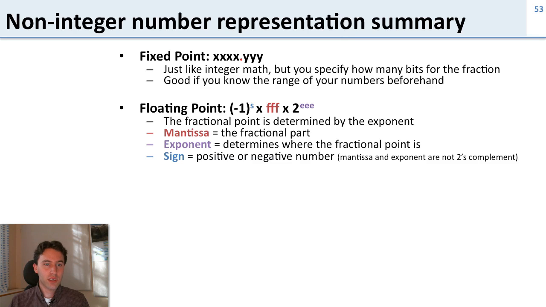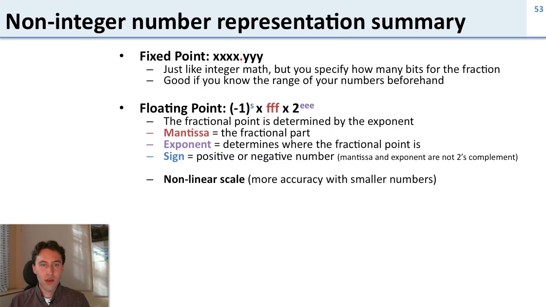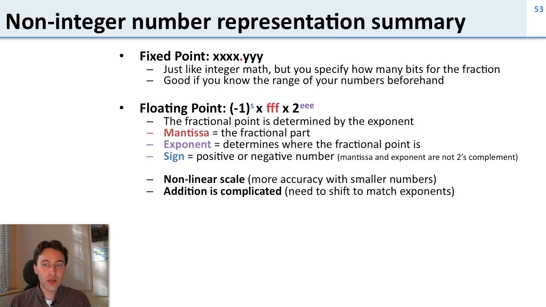So we have three parts in the floating point. We have the mantissa. That's the fractional part, which has the precision. The exponent, which determines where that point is. Where do we put the binary point? Is this a large number or a very small fraction? And then you have the sign, which is positive or negative. Remember, there's a nonlinear scale here, so you can get much higher precision with small numbers, but you can get a very large range.